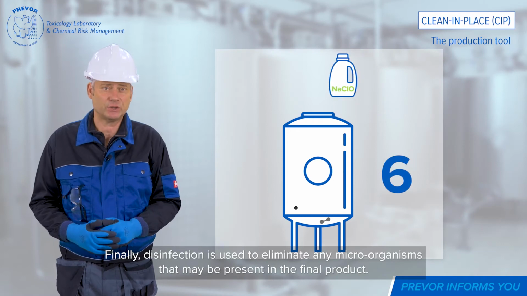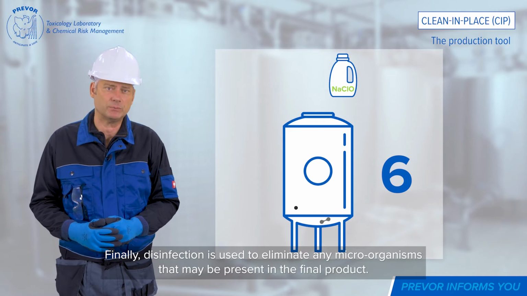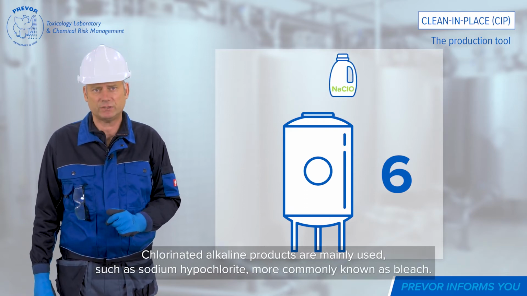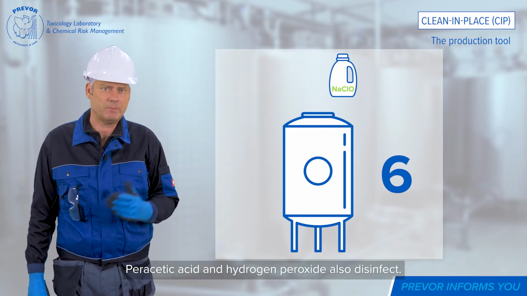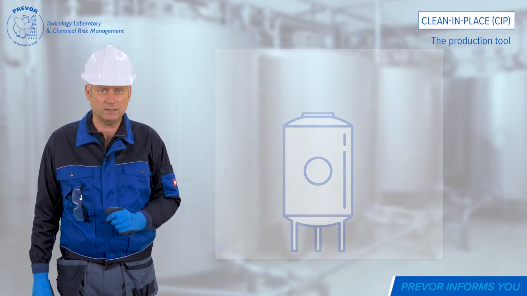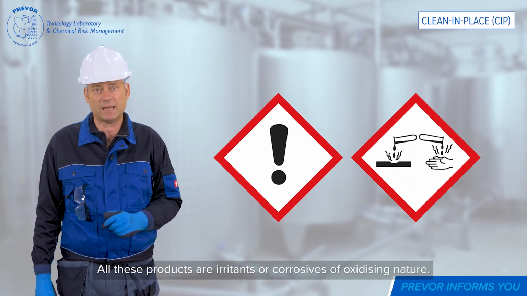Finally, disinfection is used to eliminate any microorganisms that may be present in the final product. Chlorinated alkaline products are mainly used, such as sodium hypochlorite, more commonly known as bleach. Peracetic acid and hydrogen peroxide also disinfect. All these products are irritants or corrosives of oxidizing nature.